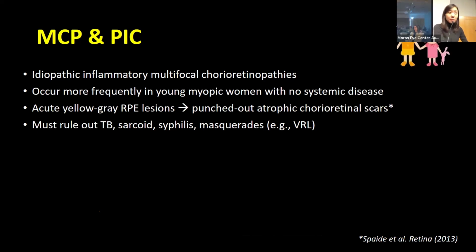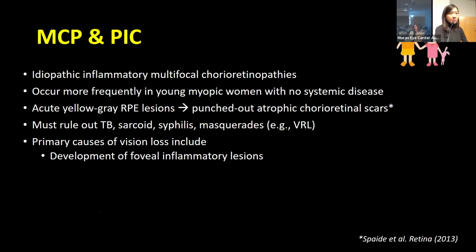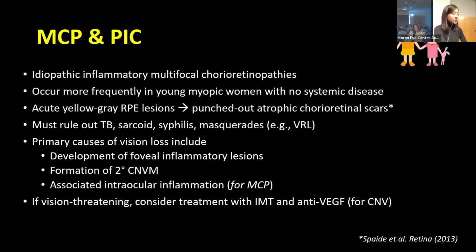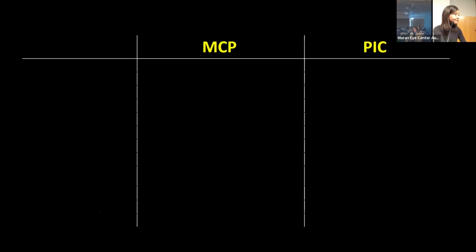They are considered idiopathic, but we must rule out infectious, inflammatory, or masquerade syndromes, which can present with a very similar appearance. The primary causes of vision loss in these two conditions include the development of those inflammatory lesions near the fovea, formation of a secondary CNVM, or associated intraocular inflammation in the cases of multifocal choroiditis. If there is vision-threatening disease, one may also consider starting treatment with systemic immunomodulatory therapy and/or anti-VEGF in the event that there is an active CNVM.